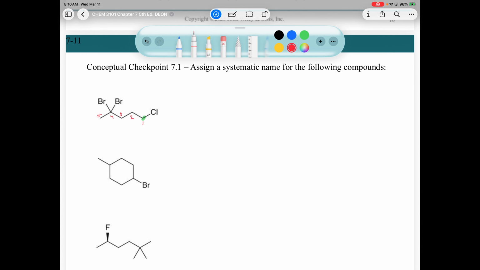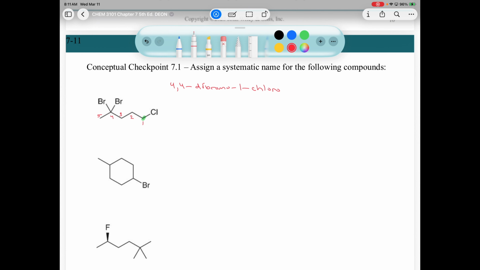Well, what comes first, B or C in the alphabet? The answer is B. Okay, so we're going to list the bromo first. Remember, we ignore prefixes, mono, di, tri, tetra, all that stuff. The only prefixes we don't ignore are iso and cyclo. Ergo, we're going to put this all together, and we're going to say, okay, we've got a 4,4-dibromo. Then we have a 1-chloro.